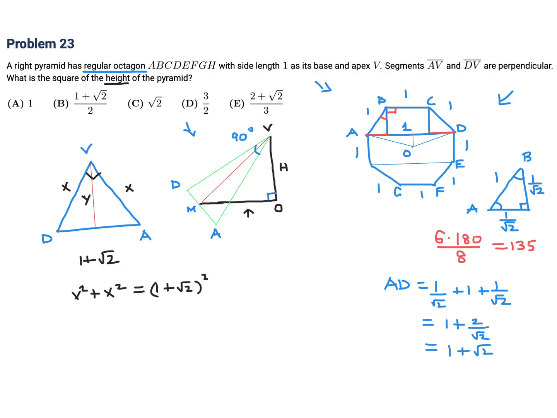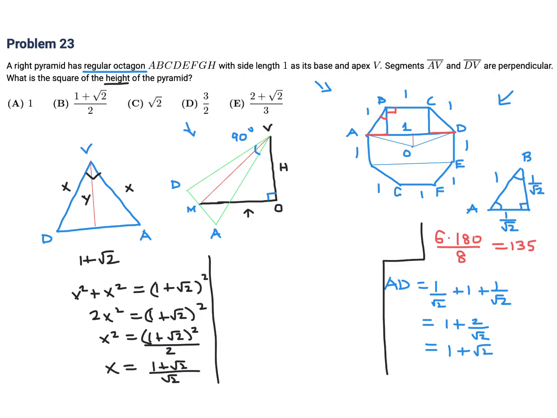Let me just see if that's correct. x squared plus x squared, so 2x squared is equal to 1 plus root 2 all squared. x squared is 1 plus root 2 all squared over 2, and then taking the square root of both sides we get 1 plus root 2 over root 2. Okay, we got that piece of the puzzle.